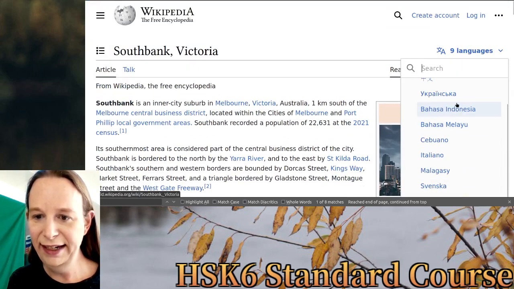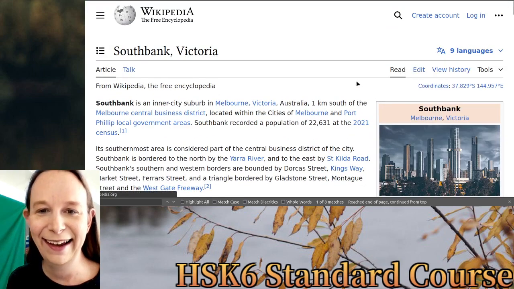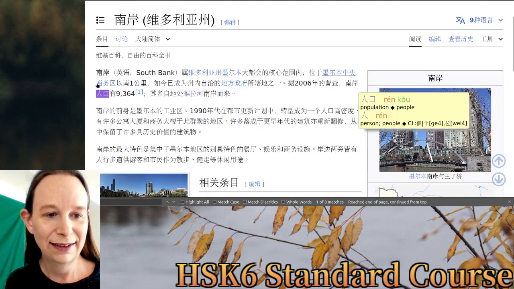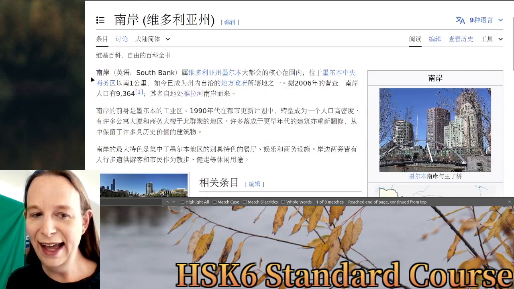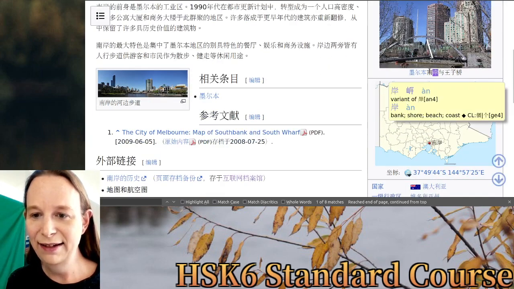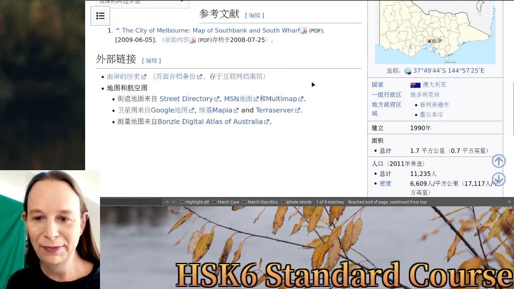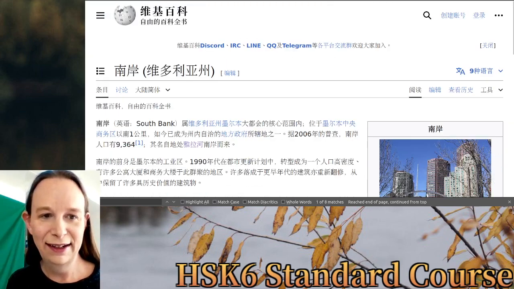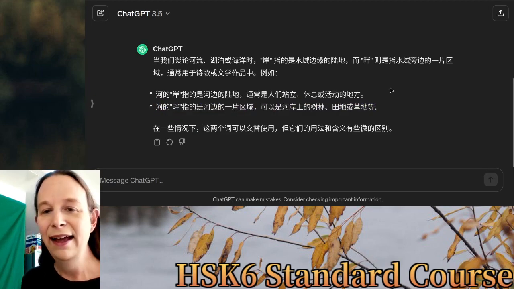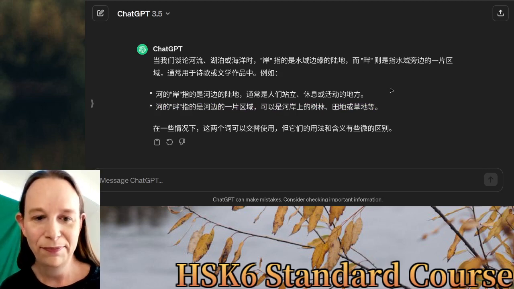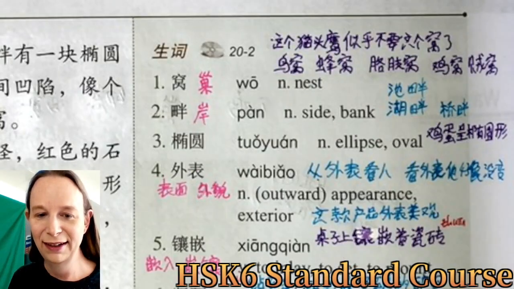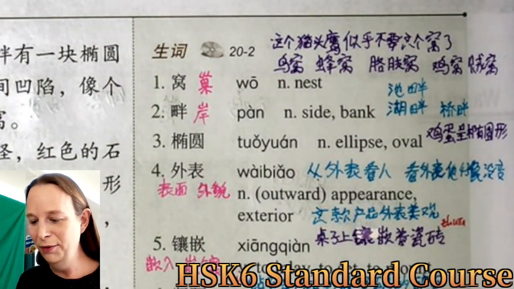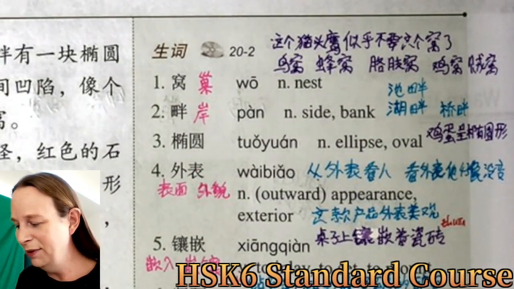And let's change it to Chinese. There is no Chinese? Oh, here it is. Nan An. Yeah, they use Nan An. Okay. So maybe there's no difference. I don't know. I can't tell the difference between these two words. All right. So, shall we give up? Sometimes it's just not worth knowing the difference. And maybe this is one of these cases.